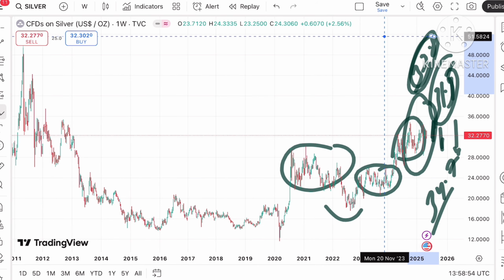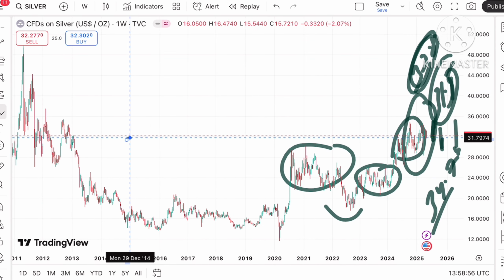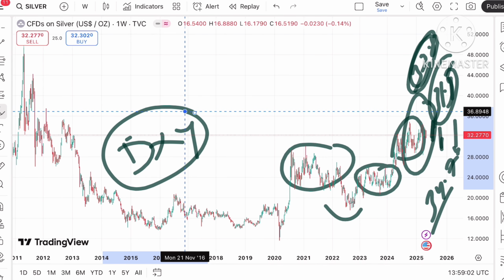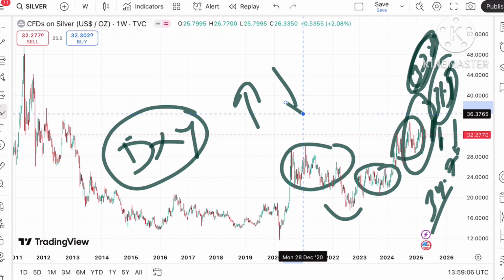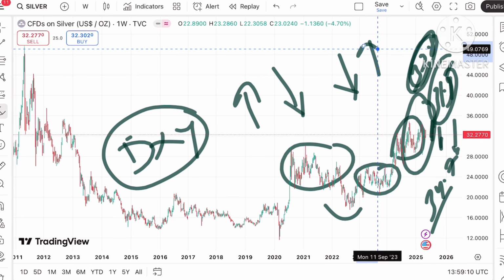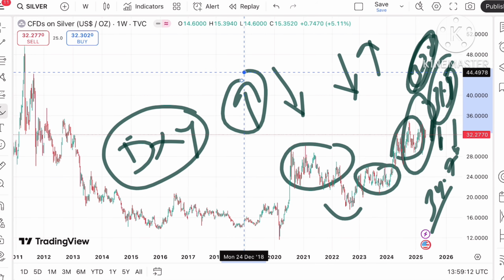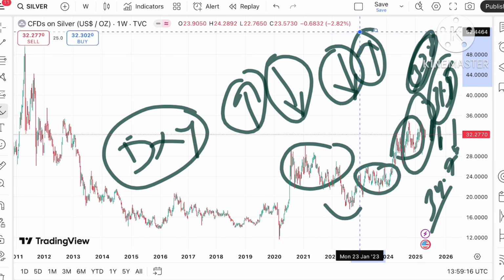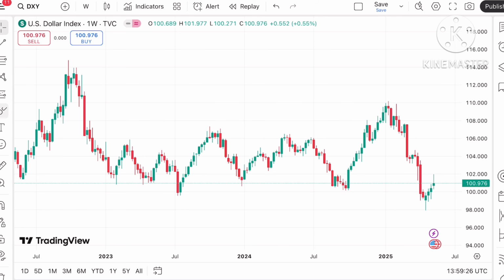Silver's price depends on a lot of factors. Dollar index is one of them. Fed interest rate and CPI data and all these factors are there, but I'll explain with the help of the dollar index. Dollar index is inversely related to silver. So when the dollar index starts going up, we see the silver price goes down, and if the dollar index starts going down, we see the silver price goes up. Let's see how the dollar index is moving. Dollar index is now trading at a level of $100.9.